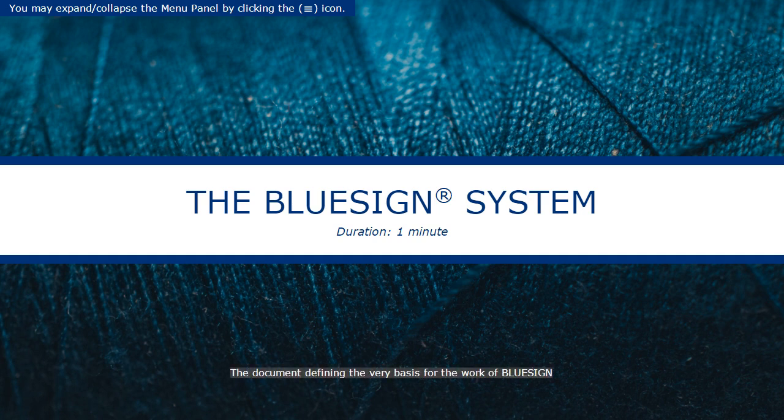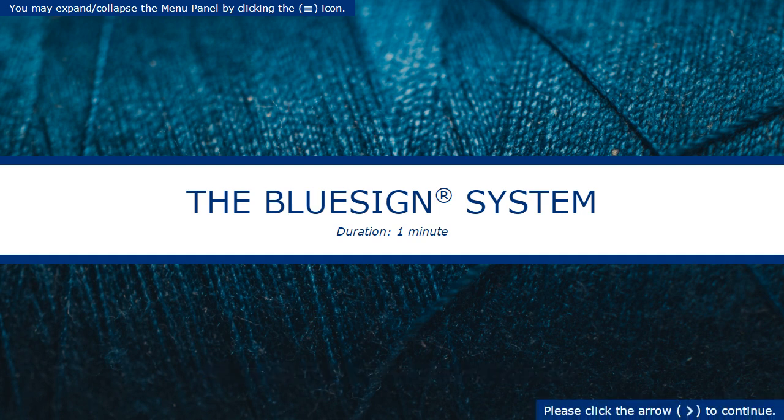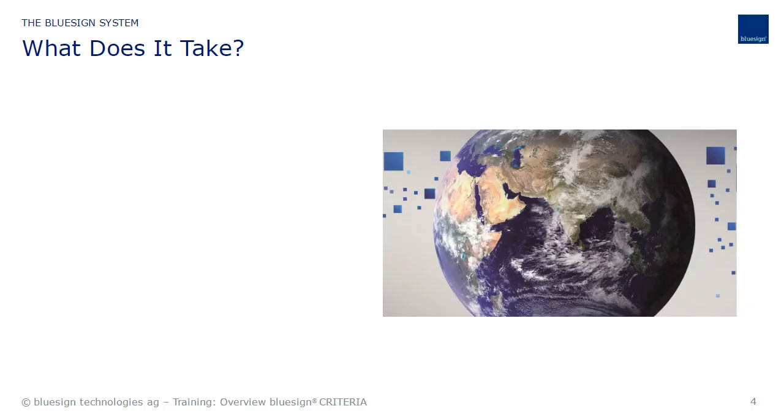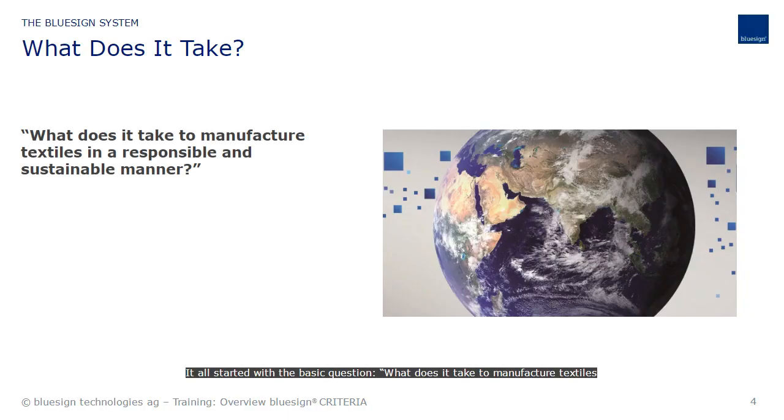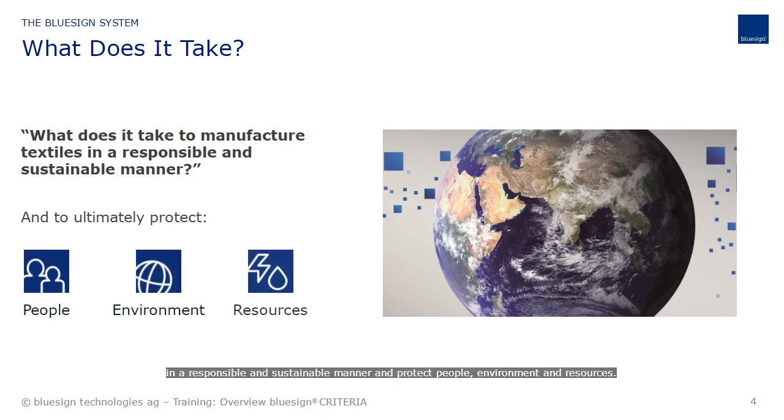The document defining the very basis for the work of Bluesign and the basic idea of the Bluesign system is called the Bluesign system. Please click the arrow to continue. It all started with the basic question: what does it take to manufacture textiles in a responsible and sustainable manner and protect people, environment and resources?